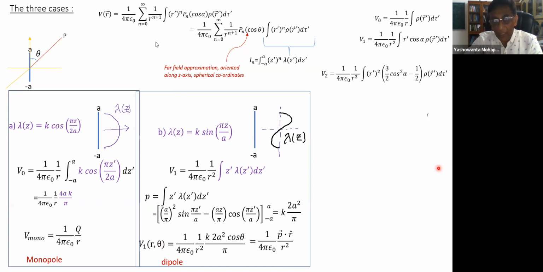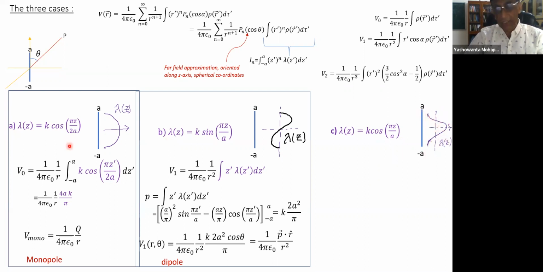Now let's take the third case, which was sine, and this is k cos pi z by a. Let's plot that. How does it look? Now, even in the first half, there is a negative and then it goes positive. Then in the lower half, it goes positive and then negative. So you can expect that this term is going to be zero. It is so arranged that this curve gives zero, and you can expect it to be a quadrupole. Let's see that expectation. So I find out my V2.